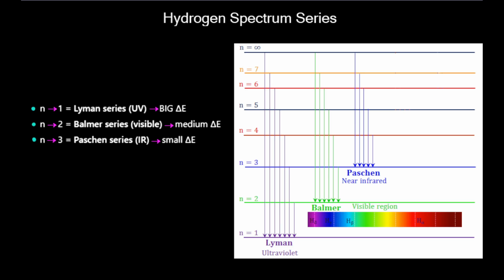The key idea is that the biggest energy drops create high energy photons like the ultraviolet light, which is associated with the Lyman series. And the medium energy drops create low energy light like visible light, which belongs to the Balmer series. The smaller energy drop is associated with the Paschen series, which shows up in the infrared region. These series are like the fingerprints of hydrogen, and they help scientists understand stars, galaxies, and the structure of atoms themselves.